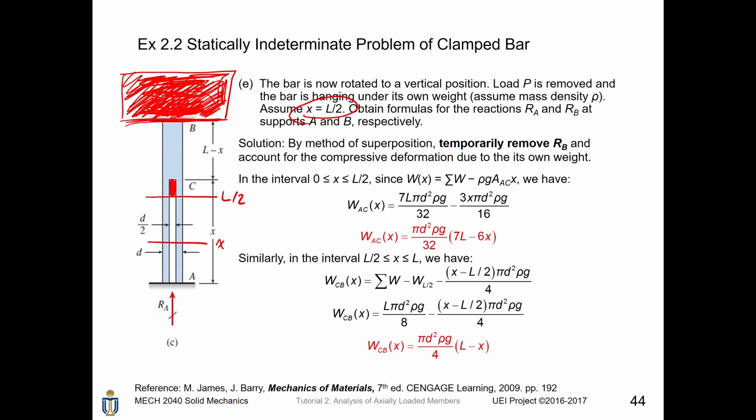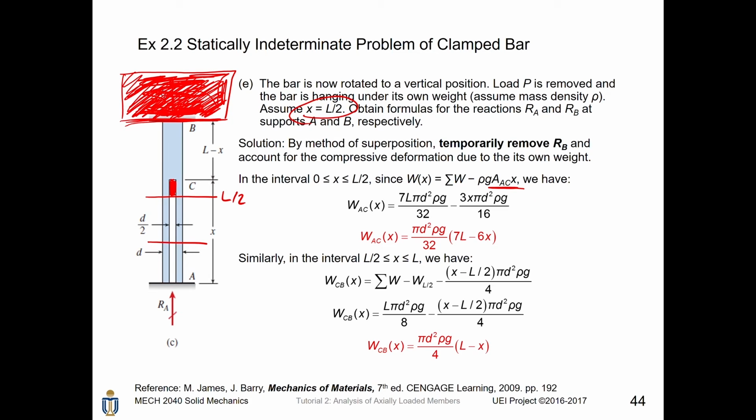We know that the weight of material above this level is given by the weight of the entire bar minus the weight below this level. That is, the compressive load caused by the weight, Wx, equals the total weight of this bar minus rho g times the volume of the bar below this level.